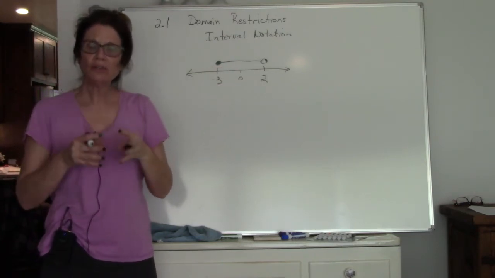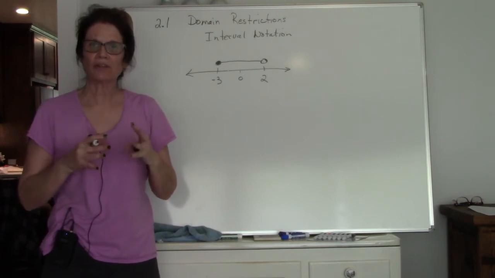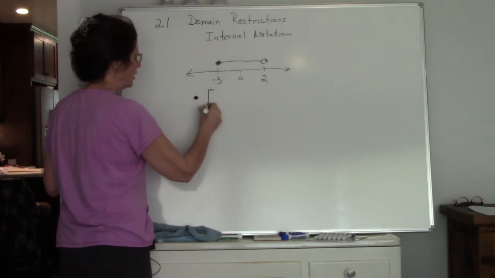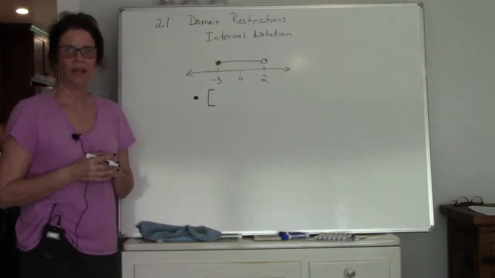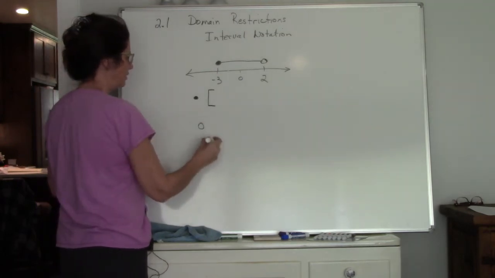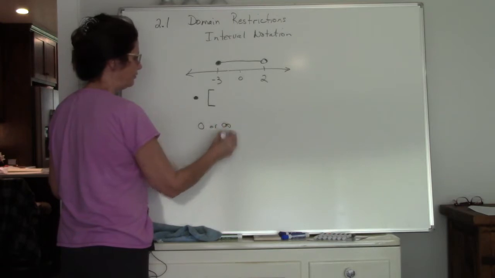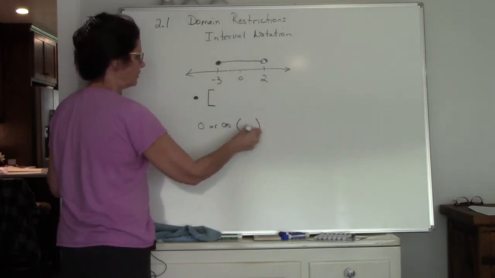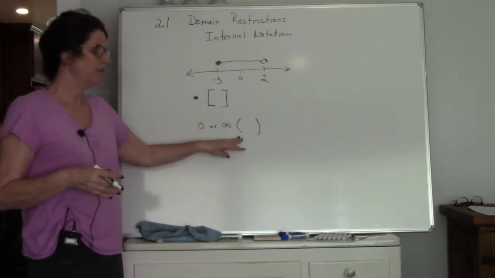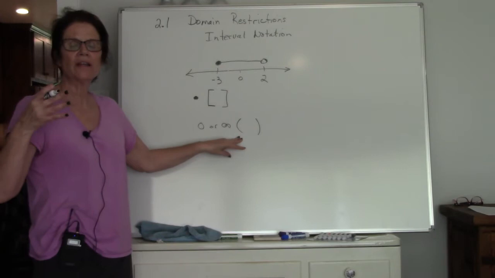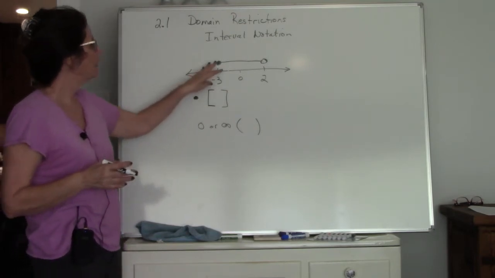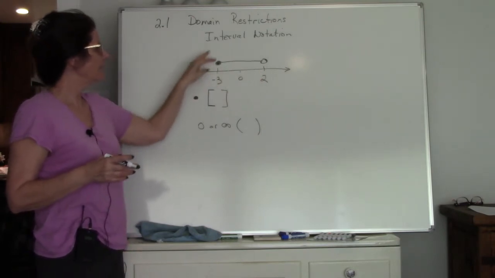So when you're including something, when you're including a value, you have a solid dot. The solid dot in interval notation is represented as a bracket, okay? So solid dot, we're going to use brackets. Open or infinity signs, you're going to use parentheses. Okay, so solid means we're including it. Parentheses means we're not including it, or it's an infinity sign, excuse me.